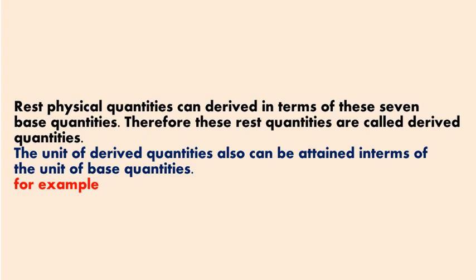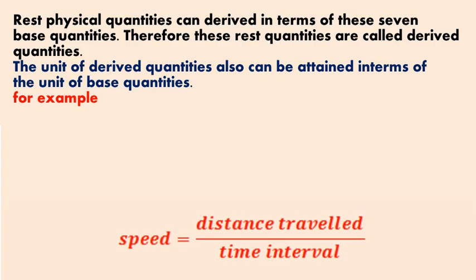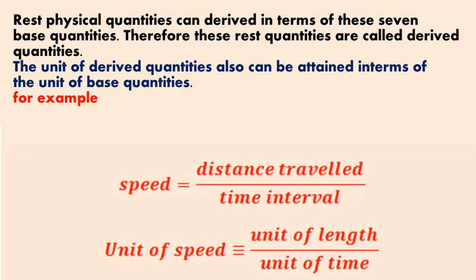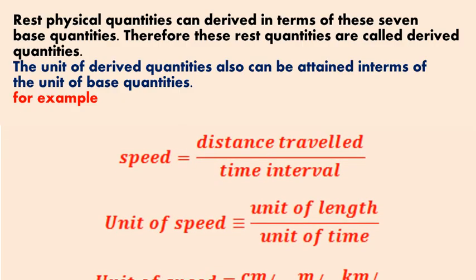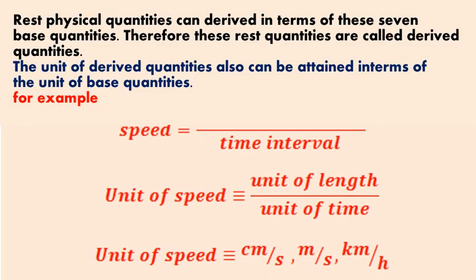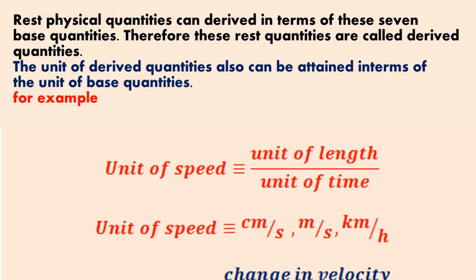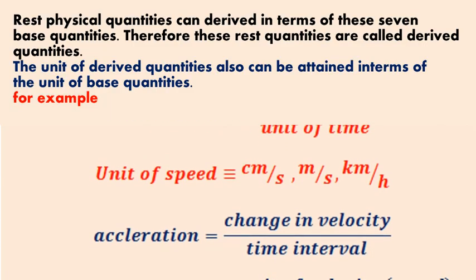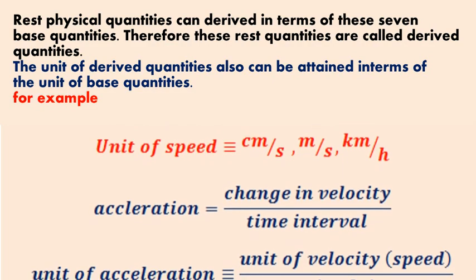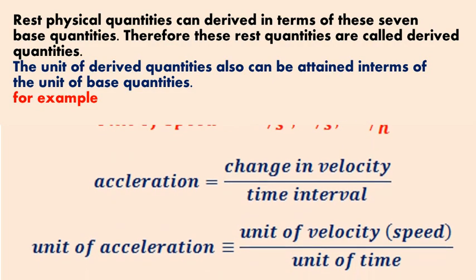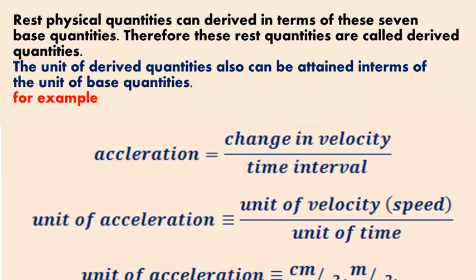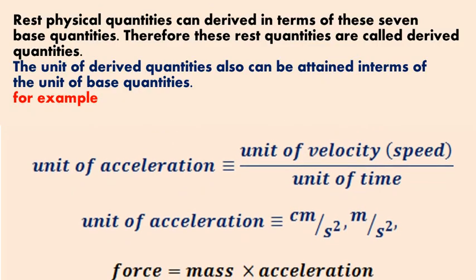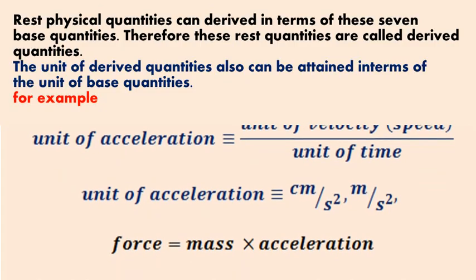For example, speed equal to distance travelled upon time taken. Therefore, unit of speed equal to unit of length upon unit of time. Therefore, units of speed are centimeter per second, meter per second, kilometer per hour, etc. Acceleration equal to change in velocity upon time interval. Therefore, unit of acceleration equal to unit of velocity upon unit of time. This gives unit of acceleration meter per second square, centimeter per second square, etc.